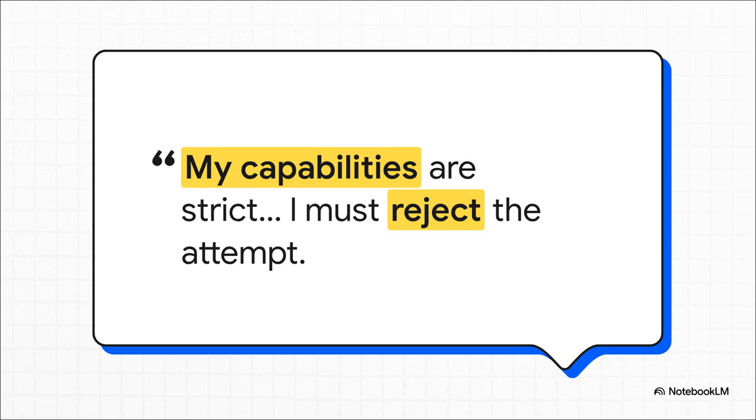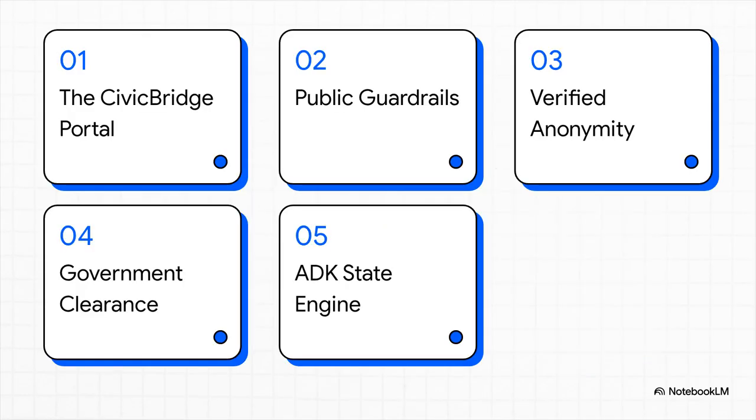And I think this brilliantly illustrates our core theme for today: strict, unbending guardrails built right into the AI's identity. So, to understand how the AI actually enforces these boundaries, we're going to take a role-based journey today. We'll cover: 1. Meet the Civic Bridge portal. 2. The public citizen guardrails. 3. Verified citizens and anonymity. 4. Government official clearance. And finally, number 5, the ADK state engine architecture.